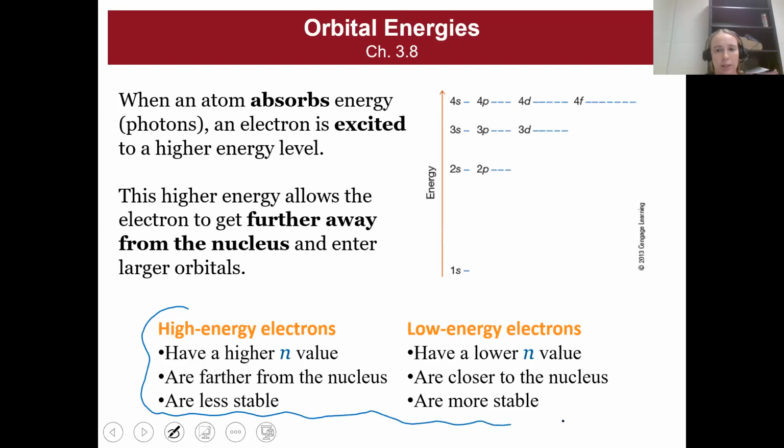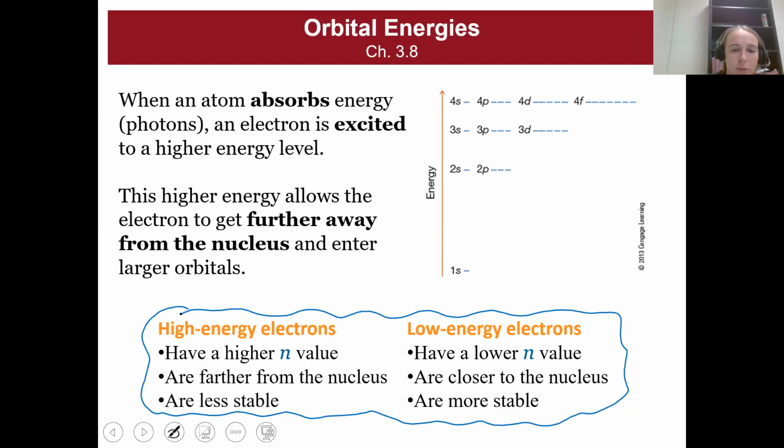High energy electrons have a higher n value. Low energy electrons have a lower n value. High energy electrons are more likely to be found farther from the nucleus. I should say more likely to be farther from the nucleus, not that they are. And low energy electrons are more likely to be found closer to the nucleus. They have less energy, so they don't want to get as far away from the nucleus.